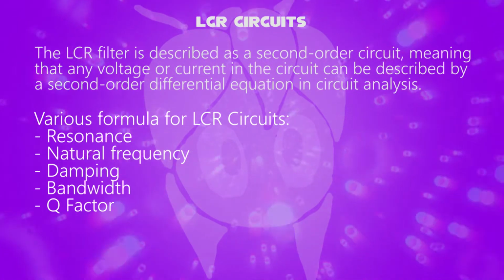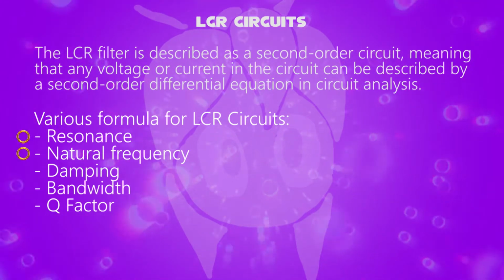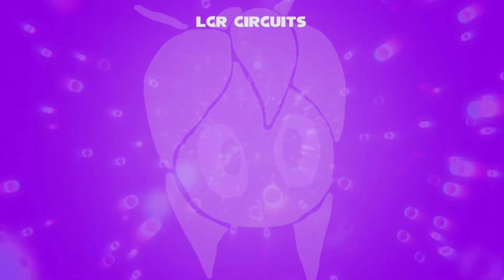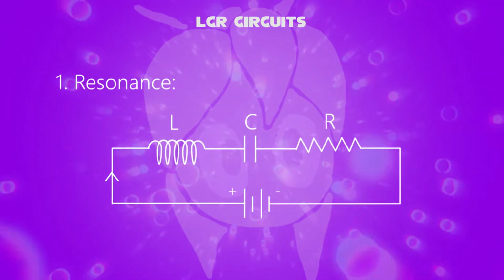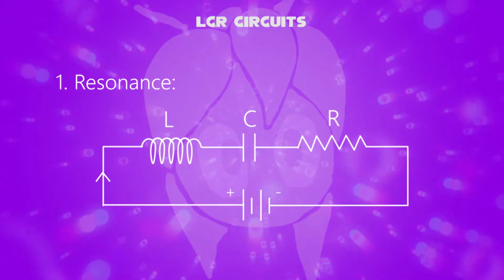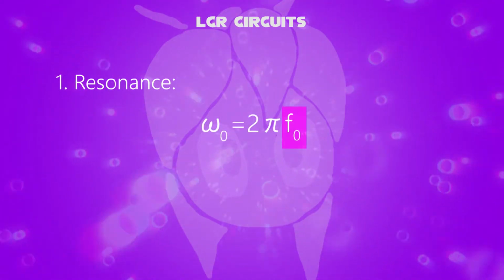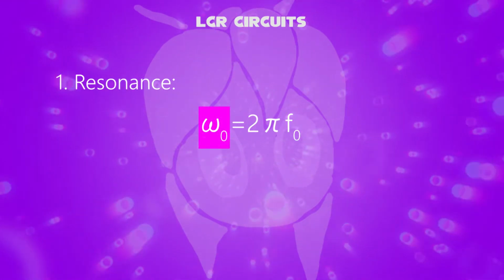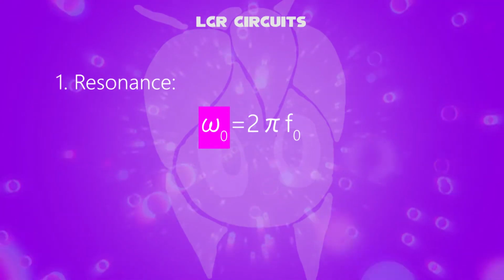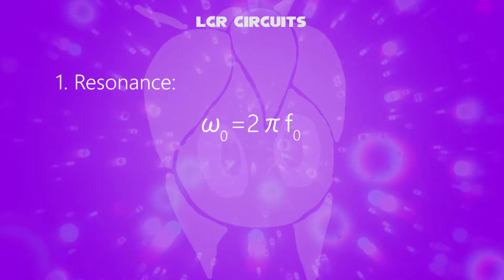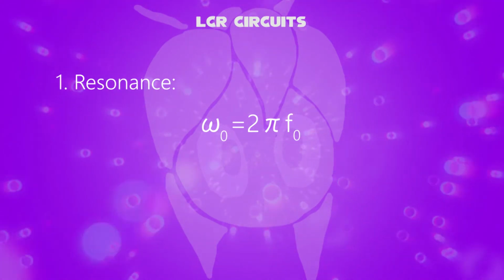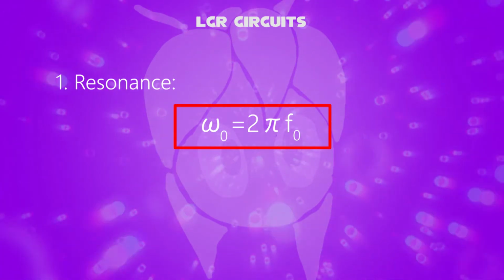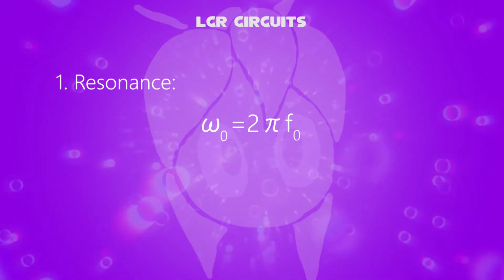Let's discuss these formulas: resonance, natural frequency, damping, bandwidth, and Q factor. Let's start with resonance. An important property of this circuit is its ability to resonate at a specific frequency, the resonance frequency F0, which is measured in Hertz, and the other called angular frequency ω0, which is measured in radians per second. For each revolution, we multiply by 2 pi, that is 2 pi radians per second. The formula is ω0 equals 2 pi times F0.